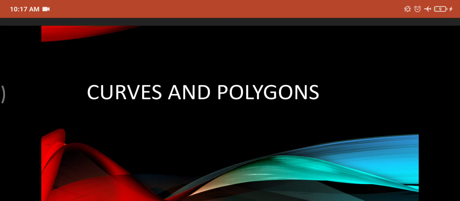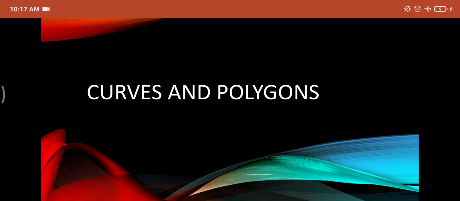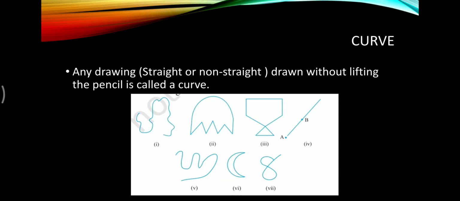Today this is our topic, curves and polygons. Then what are curves? Any drawing, straight or non-straight, means we are drawing any figure using straight lines or non-straight, meaning curved lines. Whatever figure we obtain, this is called a curve.